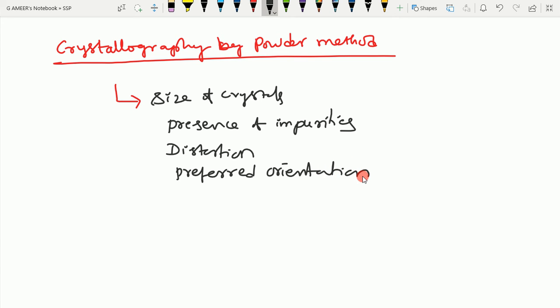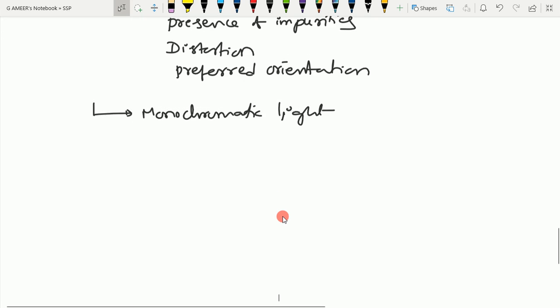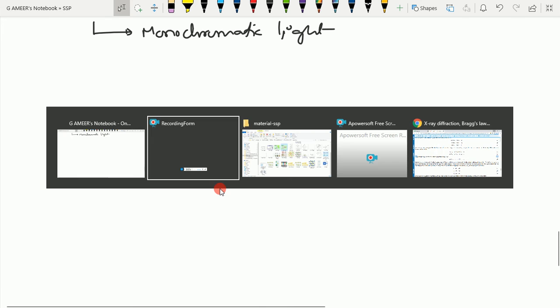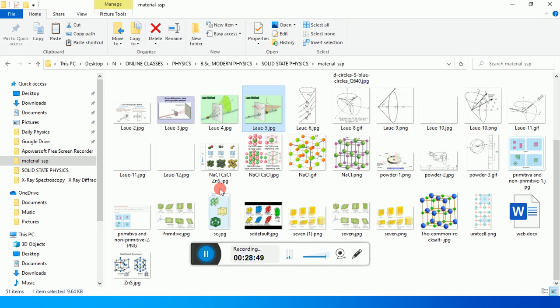Okay. So again, here also remember we use a monochromatic light. Monochromatic light we use in this experiment. How the diagram looks, I will show you first for better understanding. I have the image, I will copy it directly and paste it here. Remember, in the previous Laue method we have taken the crystal. Here instead of the crystal we will take the powder. That is how the situation will look, I will explain to you.